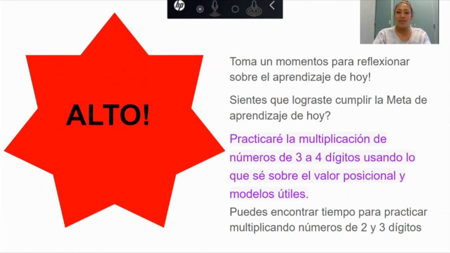Toma un momento para reflexionar sobre el aprendizaje de hoy. ¿Sientes que lograste cumplir la meta de aprendizaje de hoy? ¿Te acuerdas de la meta de aprendizaje de hoy? Léelo otra vez conmigo. Es las palabras en morado en la pantalla. Practicaré la multiplicación de números de 3 a 4 dígitos usando lo que sé sobre el valor posicional y modelos útiles. Tu tarea sería encontrar tiempo para practicar multiplicando números de 2 y 3 dígitos.